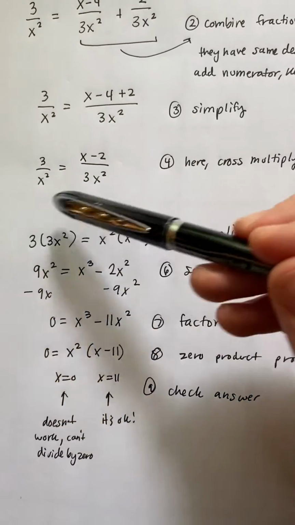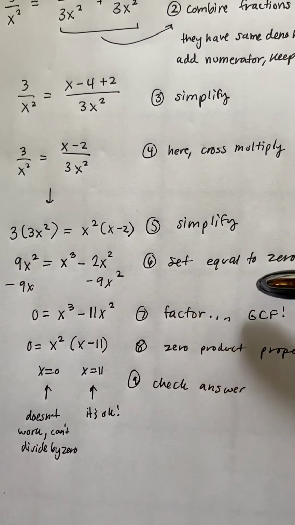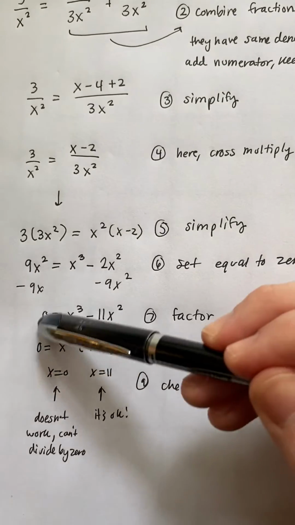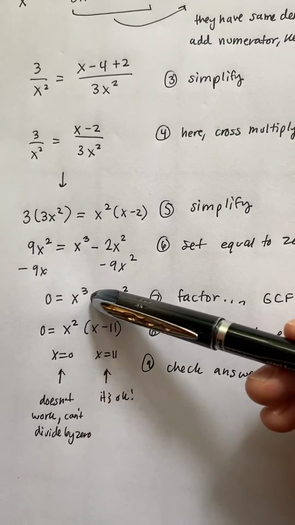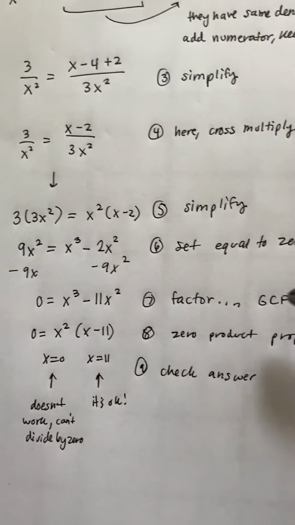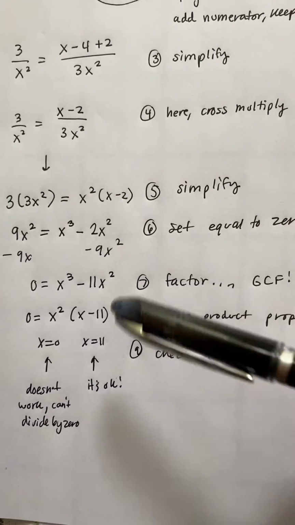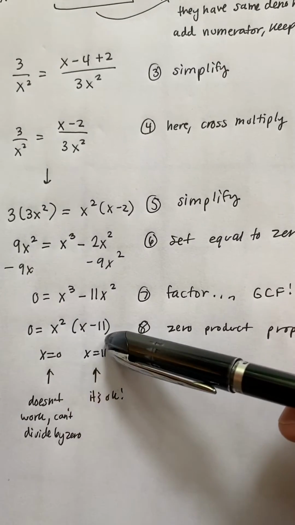So I distributed the 3 and the x squared, and I got this. Then I have to set it equal to 0, because when you have a quadratic, you want to always set it equal to 0 so you can solve it. Then I got x cubed minus 11x squared, and I know I can factor that using GCF. So I'll factor out an x squared, and then I get x squared times x minus 11.